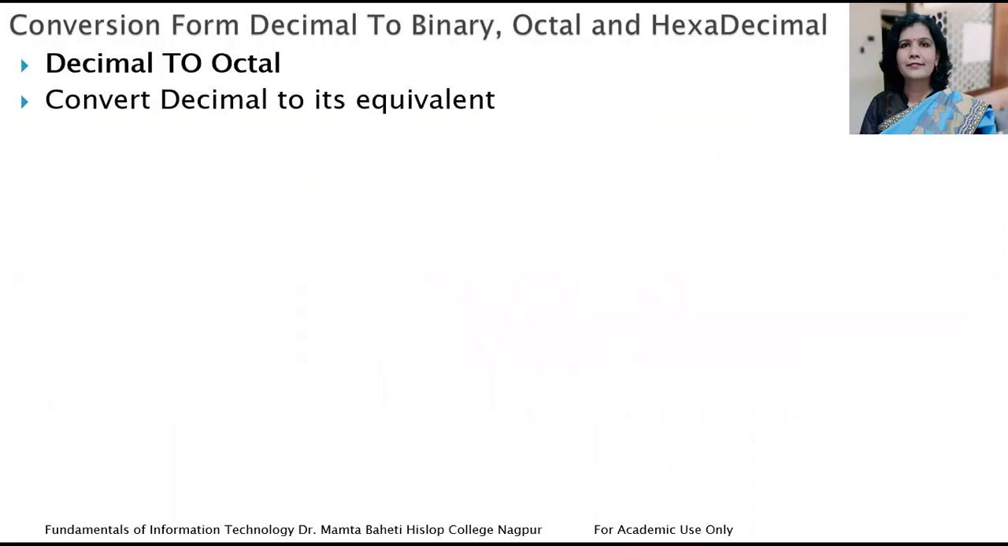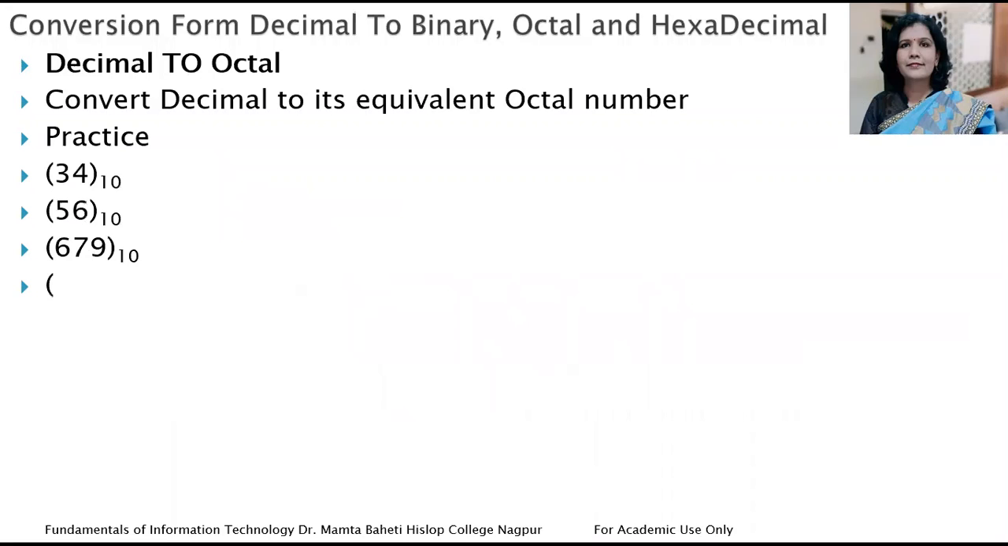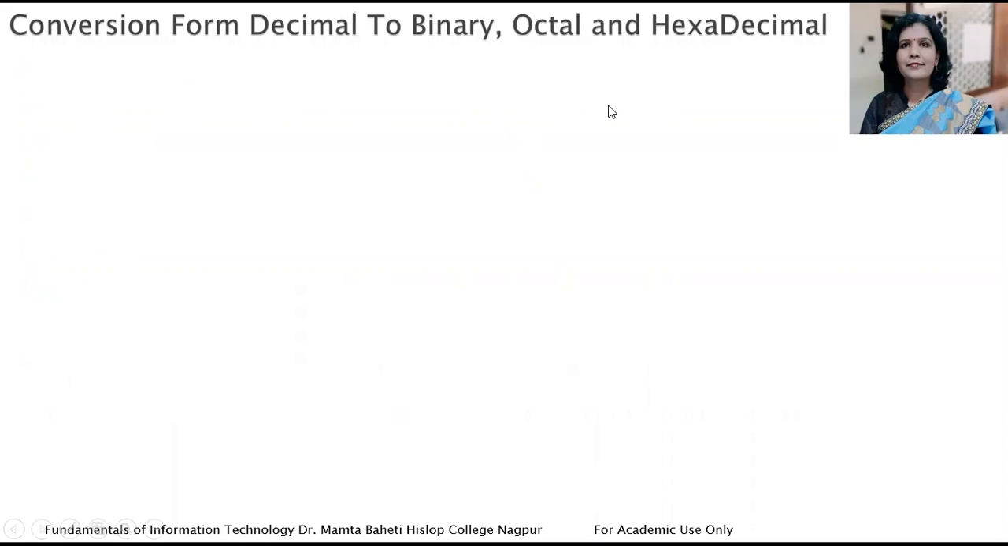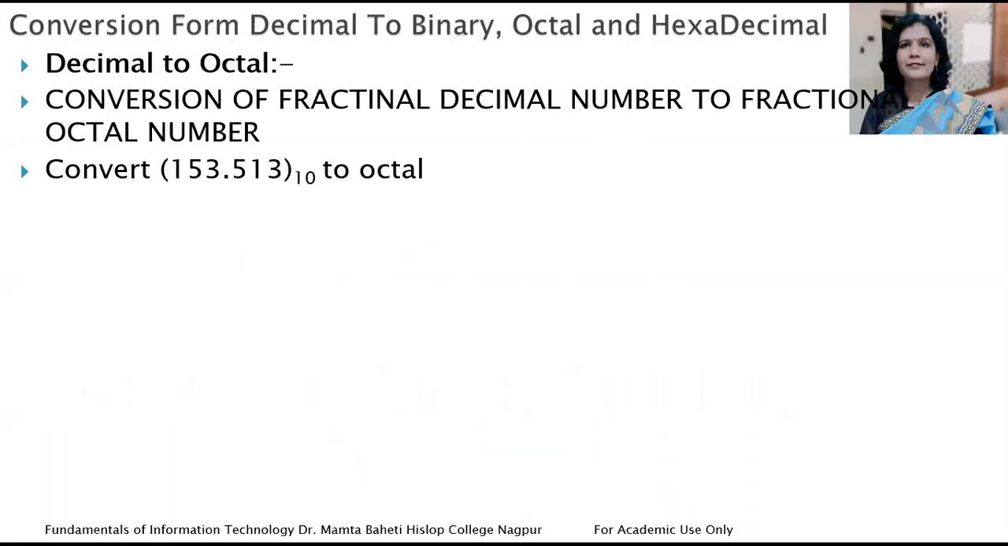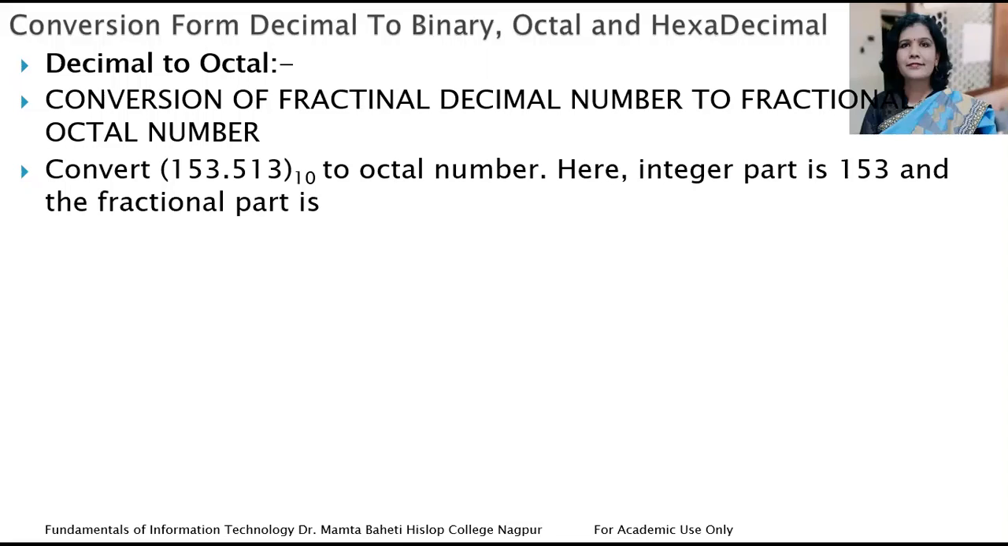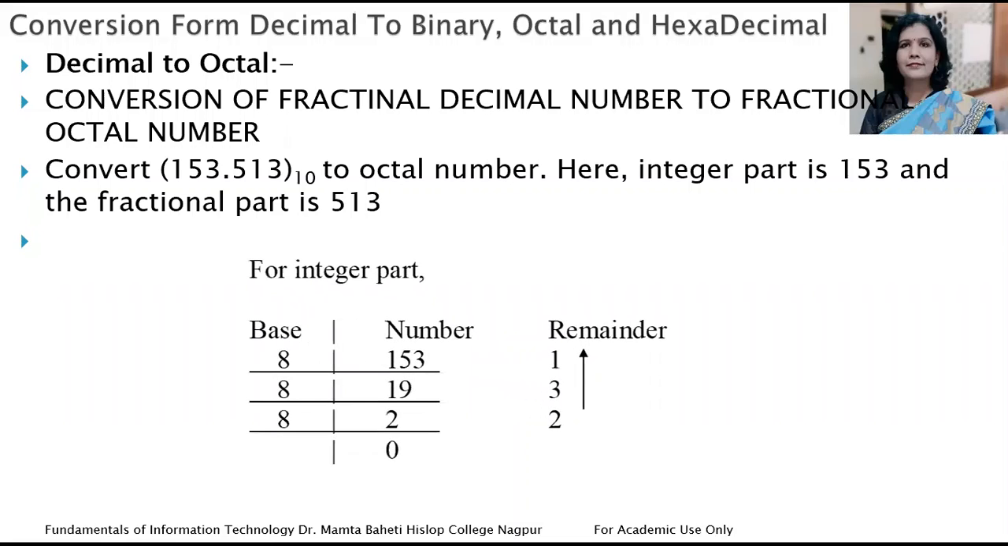So you can practice it out. Now we'll convert the fractional decimal number to fractional octal number. How we can go for it? Here the integer part is 153 and fractional part is 513. So पहले हम integer part का division consider करेंगे as discussed earlier.